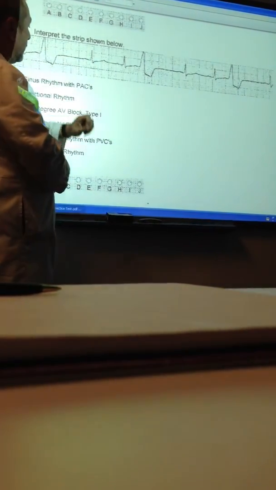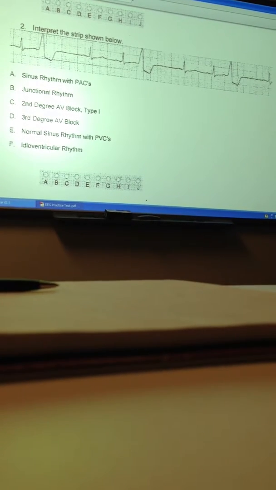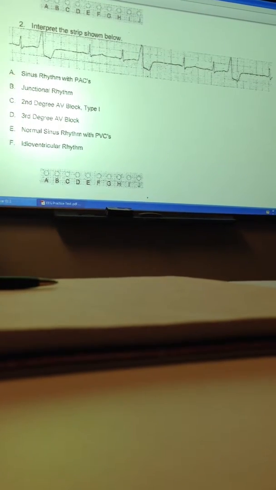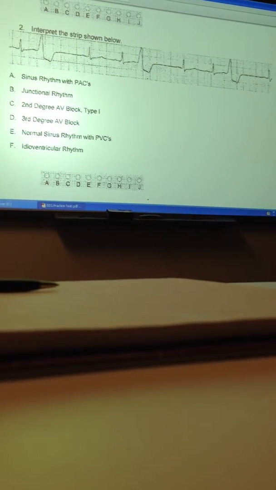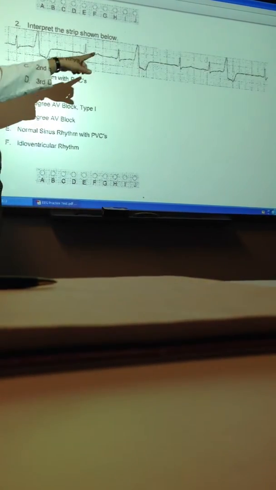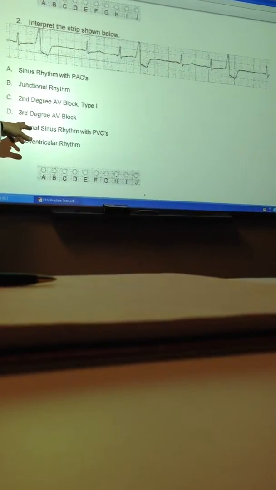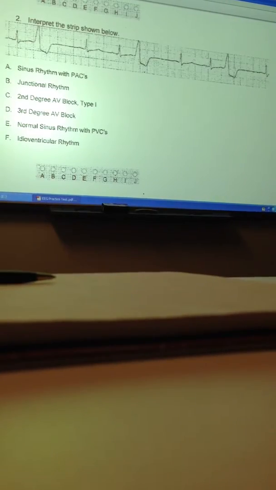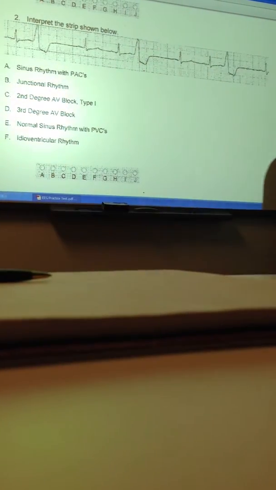There's my P wave right there. So I know this is sinus. There's a PVC, and there's a PVC. So the closest I see is normal sinus with PVCs. Sure? Yes. So it's E. Oh, that's Torsades de Pointes. And the treatment is magnesium.